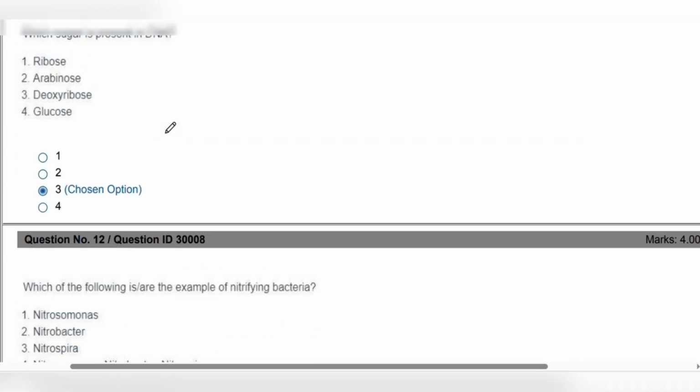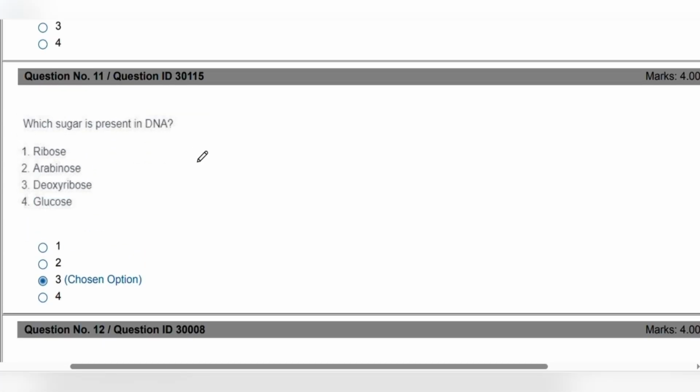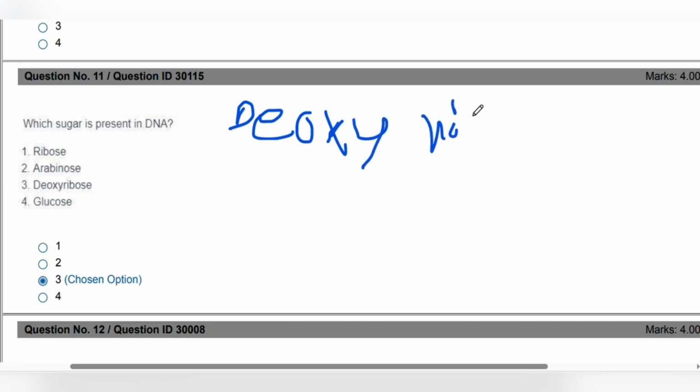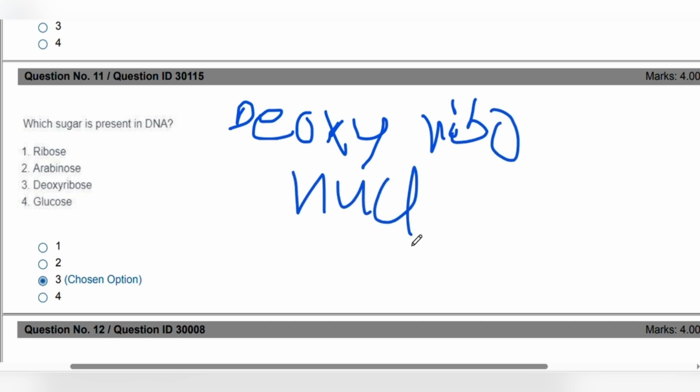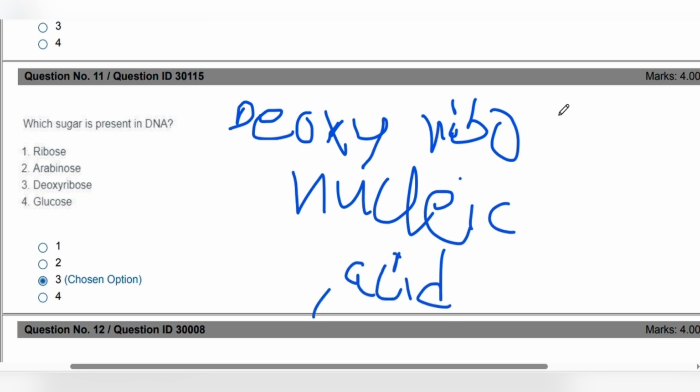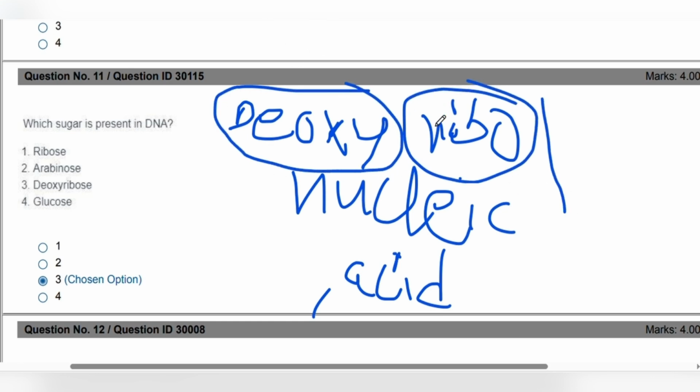Moving on, which sugar is present in DNA? This is an extremely easy one. This is a sitter question. No one should miss this. We know the full form of DNA is deoxyribonucleic acid. So the name of the sugar is already there in the molecule. That is deoxyribose. So the answer will be deoxyribose, option 3.